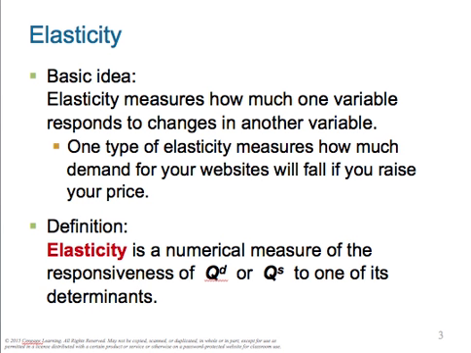The basic idea of elasticity is that elasticity measures how much one variable responds to changes in another variable. One type of elasticity measures how much demand for your websites will fall if you raise your price. For definition purposes, elasticity is the numerical measure of the responsiveness of quantity demanded and quantity supplied to one of its determinants. So how does the quantity demanded and how does the quantity supplied change if something like, say, price changes?